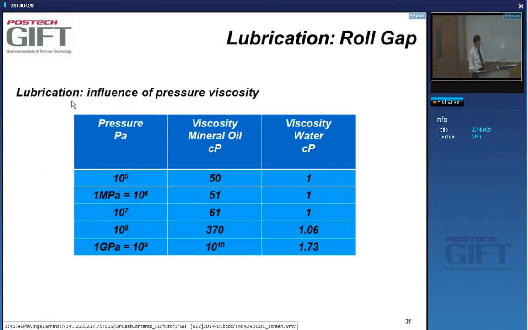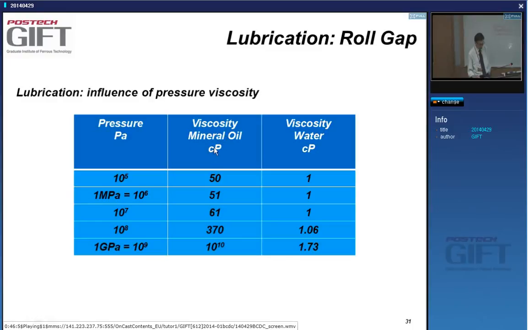Okay. Now let's have a look at the influence of pressure on viscosity. So let's look at water first, and we increase the pressure, say here from 0.1 megapascal to 1 gigapascal. You see that for water, the viscosity doesn't change very much. It goes from 1 to a little bit less than 2. By the way, viscosity is in centipoise. It's pascals times seconds.